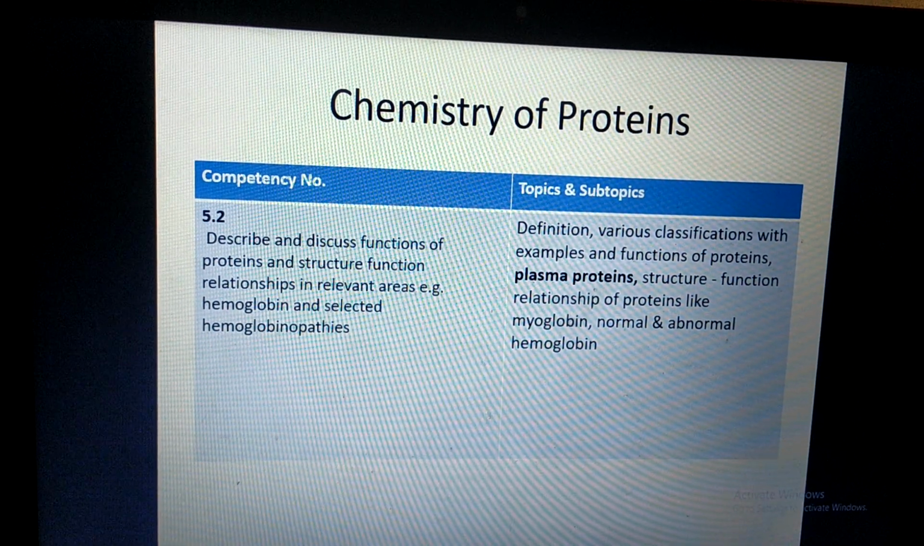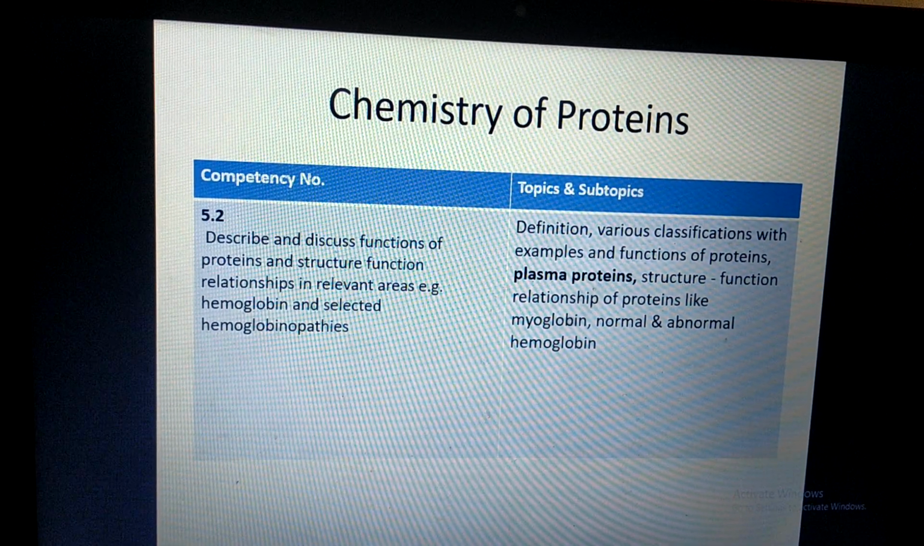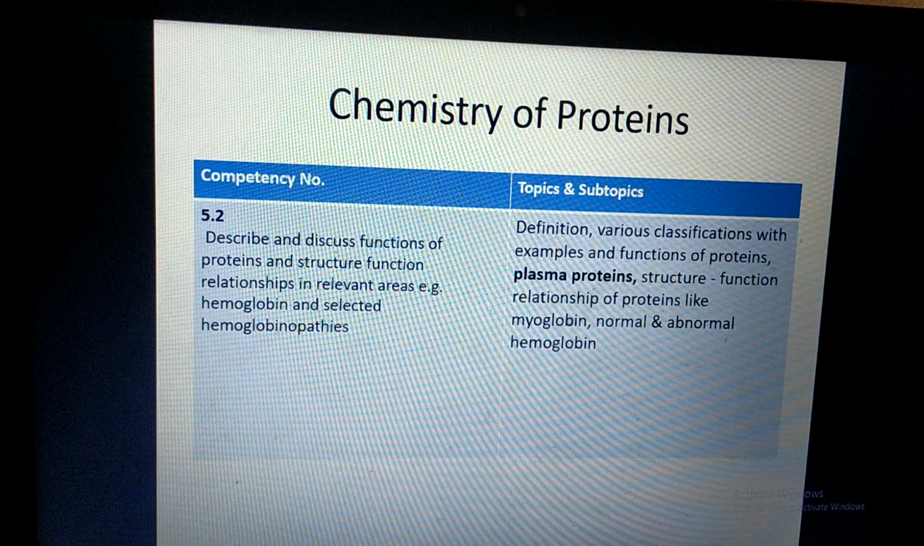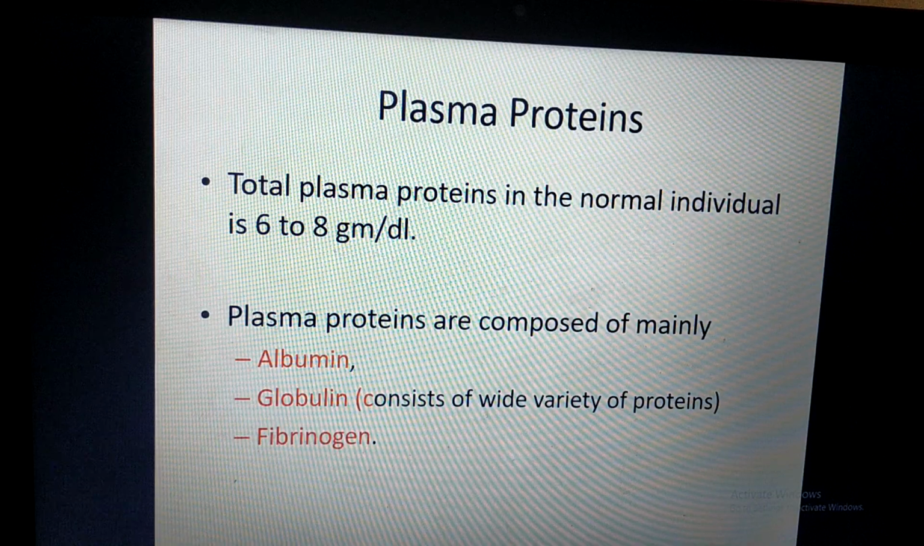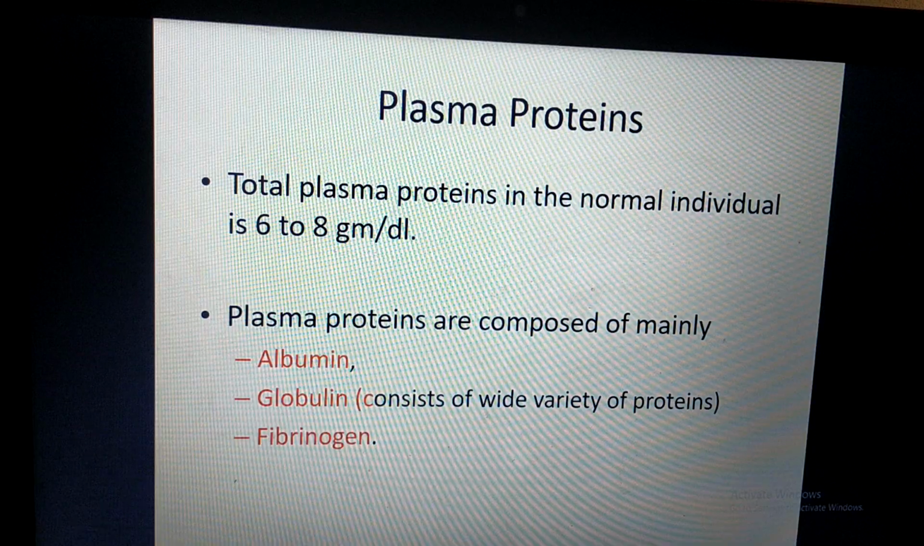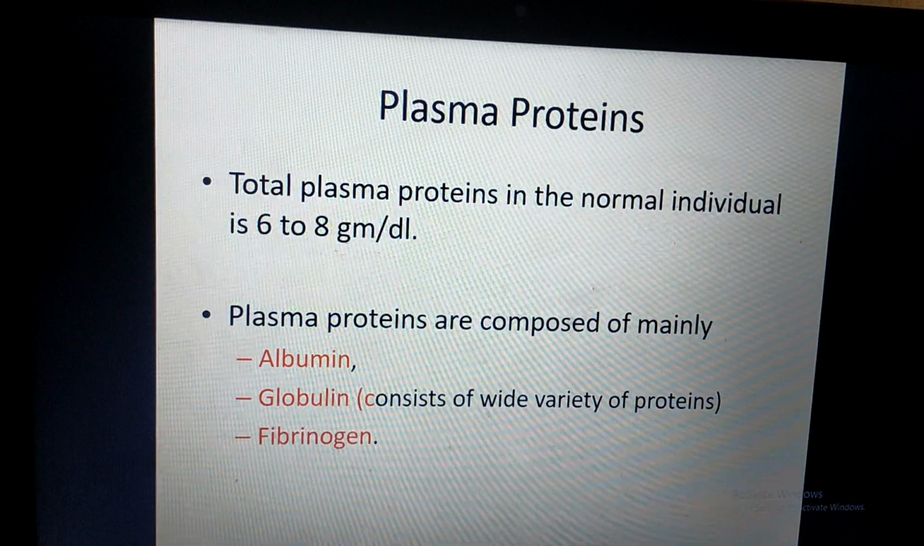Good morning, students. We will continue our topic chemistry of proteins, competency number 5.2, and today's subtopic is plasma proteins. Total plasma proteins in a normal individual range from 6 to 8 grams per deciliter. These plasma proteins are composed of albumins, globulins, and fibrinogen.